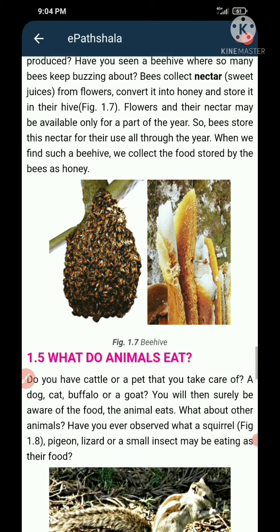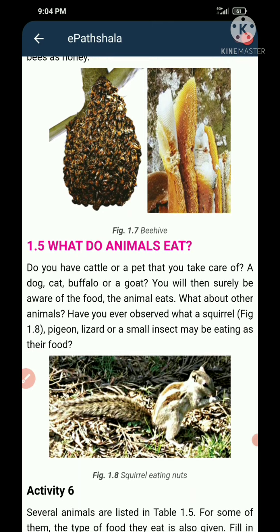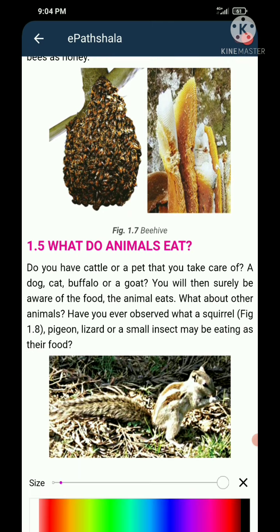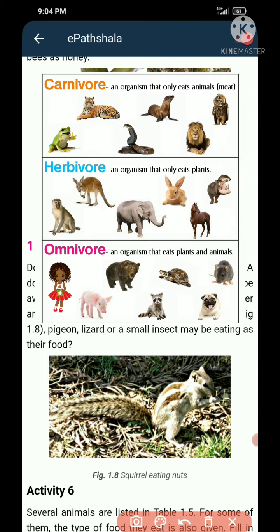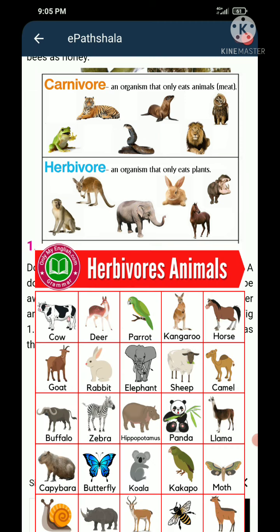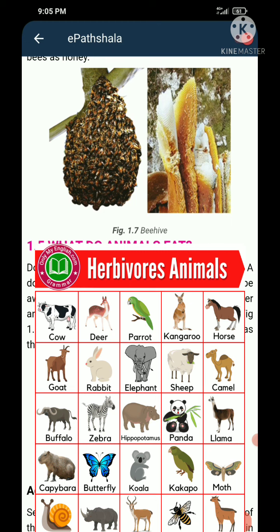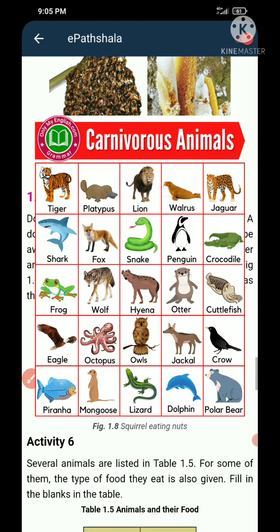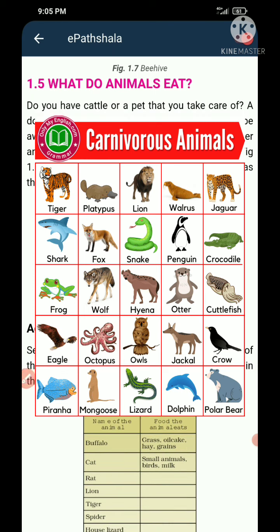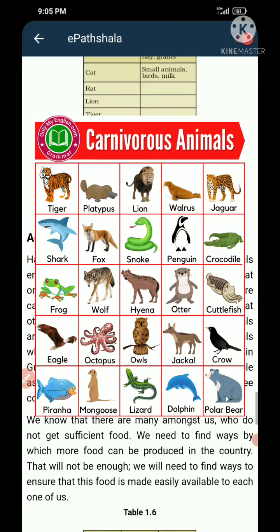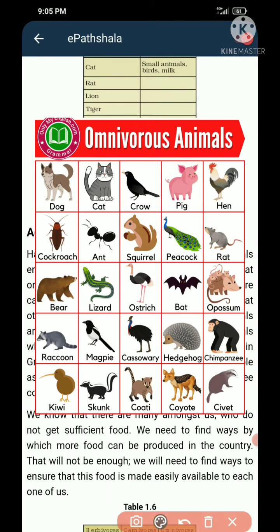Okay, now the next question: what do animals eat? By this we also define animals in three categories. If the animals only eat plants, they are herbivorous. If they eat flesh only, they are carnivorous. And if they eat both plants as well as meat, they are called omnivorous.